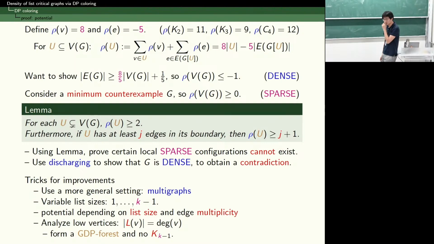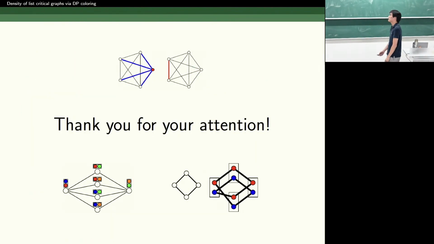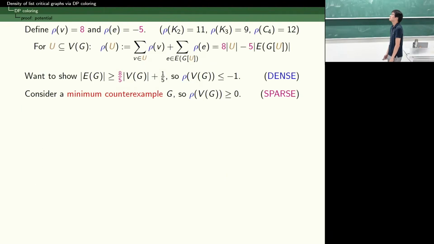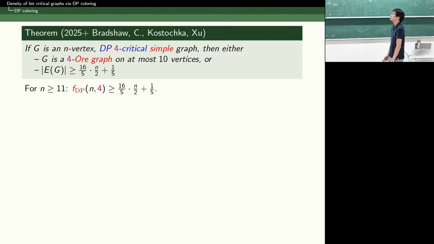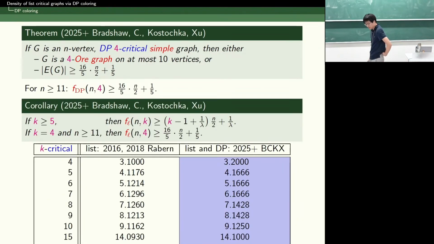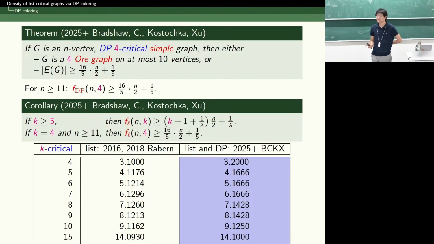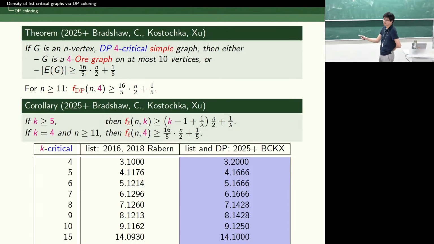Is the bound tight for the theorem? I mean, you mentioned... Good question. Yeah. For infinitely many values of n, when k equals 4, the bound is tight. So the coefficient is tight.